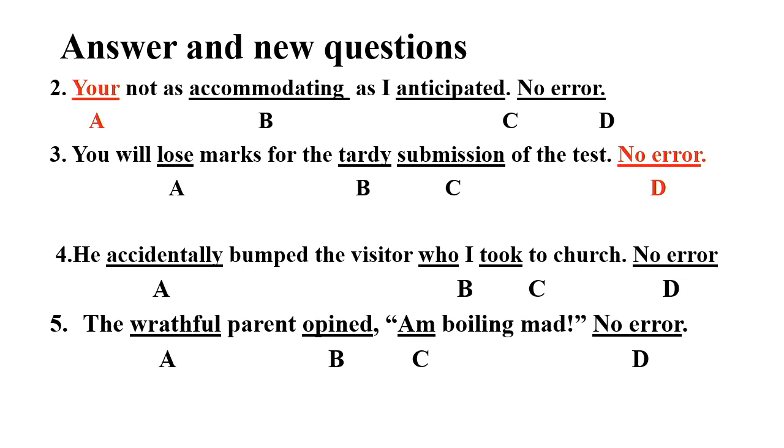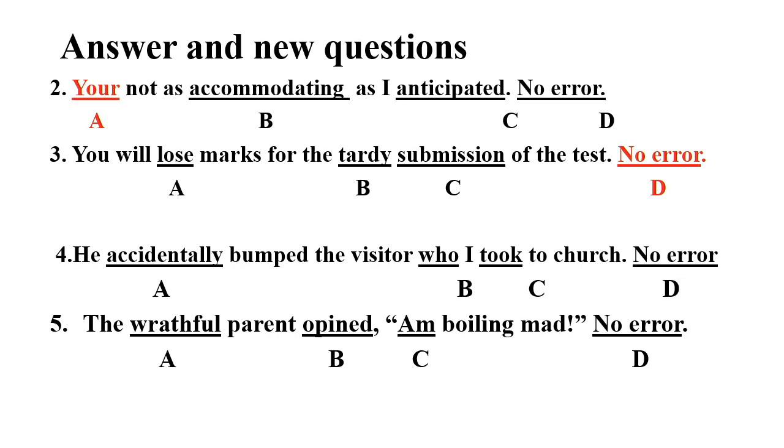Number 5. The wrathful parent opined, I'm boiling mad. A, wrathful; B, opined; C, am; D, no error. Look at it carefully. Wrathful. Is that word correctly spelled? Opined, from opinion. Is that correctly spelled? Is that the word they need there? Am, is that correctly spelled? Is that the word that's needed there? You decide. We're about to check.